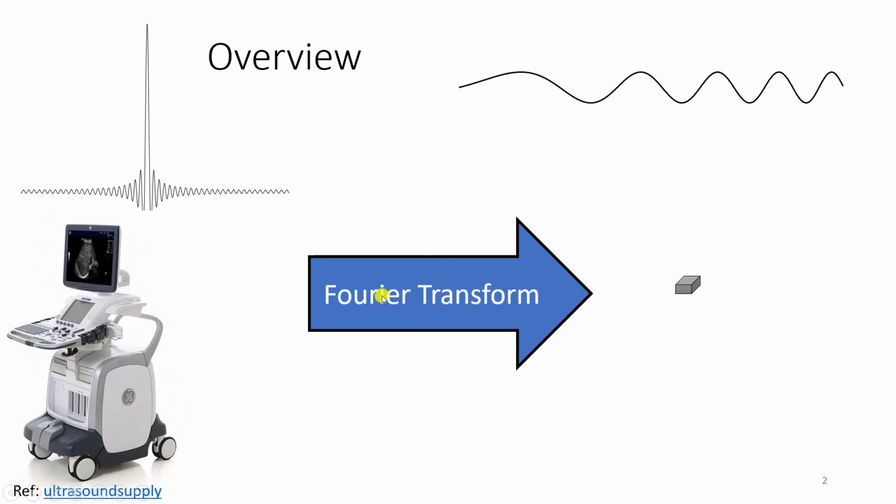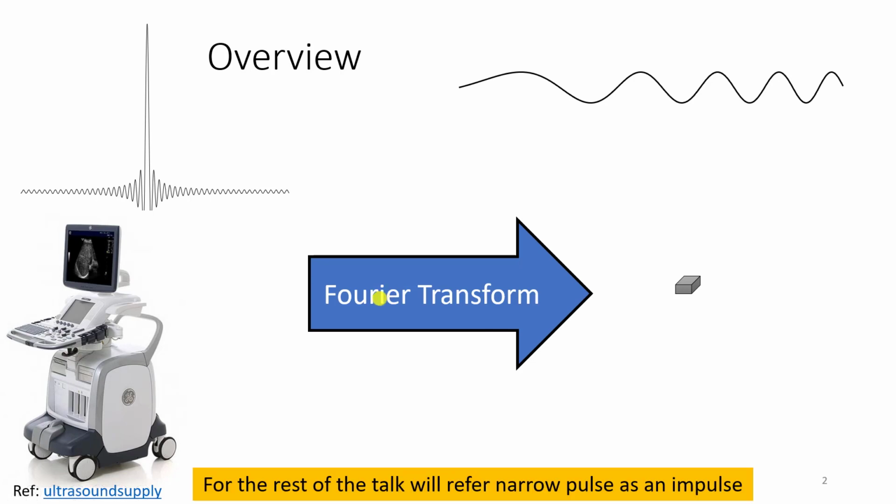Now for the rest of the talk, I'm going to refer to a narrow pulse as an impulse, since it approximates an impulse and the terminology is useful when applying the Fourier transform. But before we get into the use of the Fourier transform, let's discuss some of the principles of ultrasound.